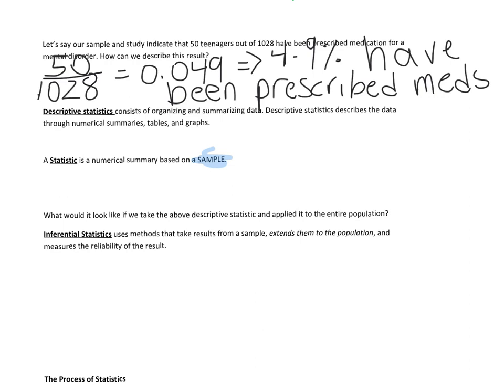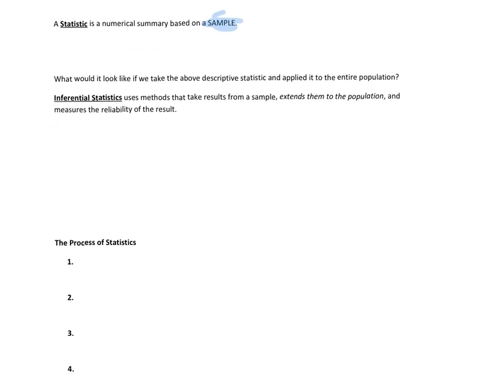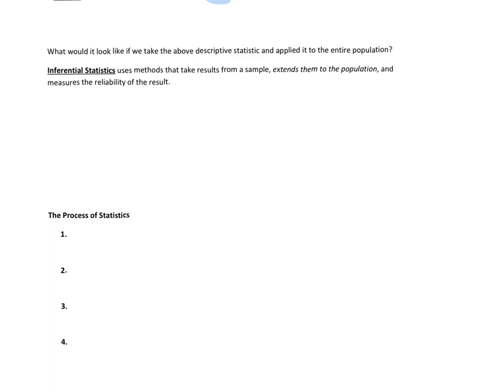Okay, so riddle me this. What would it look like if we took the above descriptive statistic and applied it to the entire population? All right, so we're not really allowed to say then that 4.9% of all teenagers have been prescribed medication, because we know if we took a different sample of different teenagers and asked that same question, we're probably going to get a different proportion.